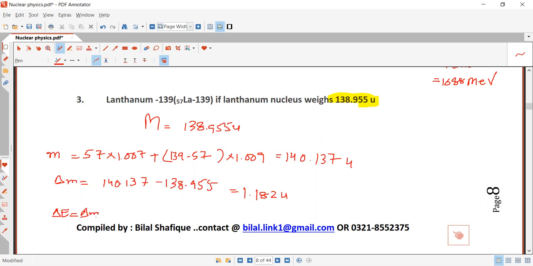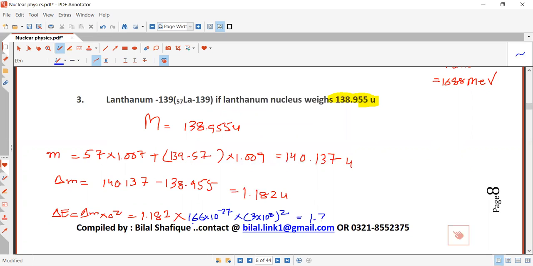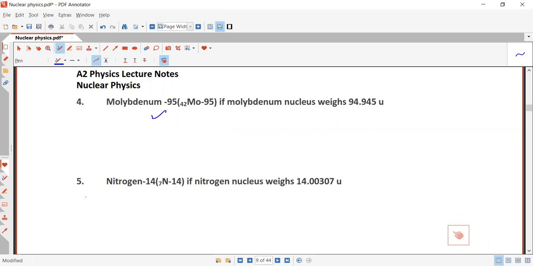It is delta M times c squared. So delta M is 1.182, the conversion factor to convert this u into kgs is this, and c squared is 3 times 10 to the power 8 whole squared, right? So it's going to be 1.76 times 10 to the power negative 10 joules, and then the conversion factor to convert this energy into million electron volts. Students, you can do it with molybdenum, nitrogen, and oxygen yourself.